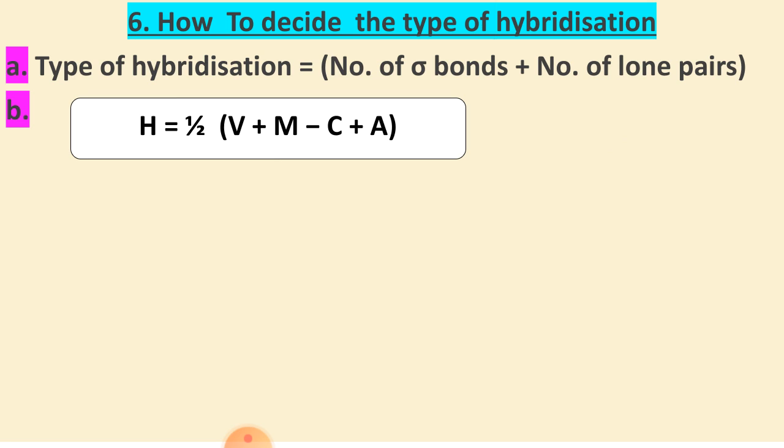That is, if total sigma bonds plus lone pairs come to 2, it is sp hybridization. If 3, sp2 hybridization. If 4, sp3 hybridization. If 5, sp3d hybridization. So by this way you can find the type of hybridization. One more method we discuss here.